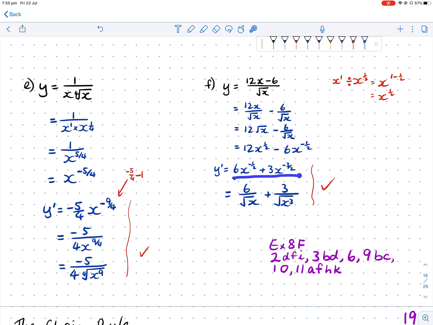So that would be your solution in index form. If we want, we can change it back into fractions and with surds. So if I'm working with the first one, that's 6 over the square root of x, because it's the same one as that one, so they look the same, so they're going to come out to be the same. When we're working with the second fraction, x to the power of negative 3 over 2 means that it's going to be in the denominator. The 2 in the bottom tells us it's a square root, and the 3 in the top tells us that we've got a cube on it.